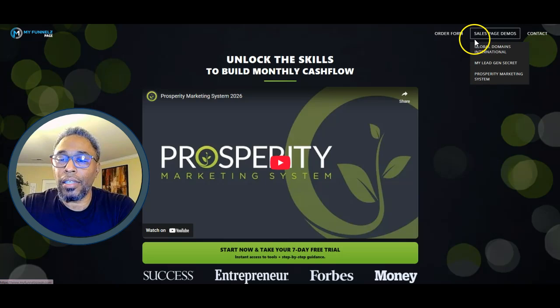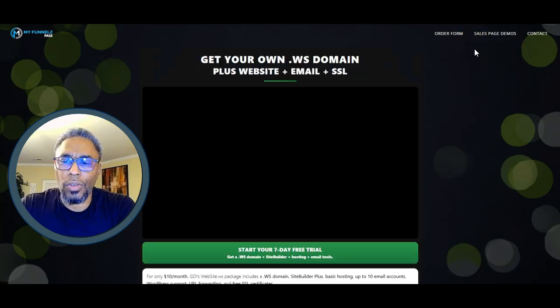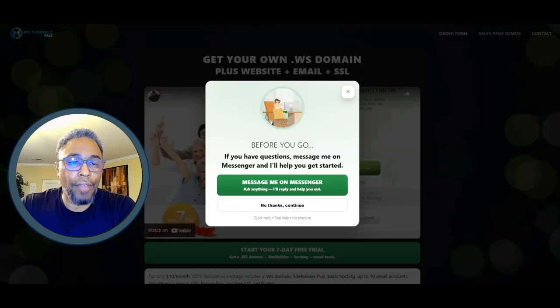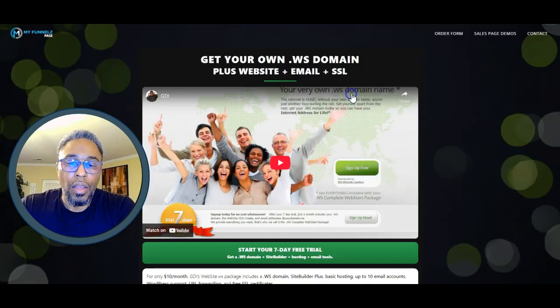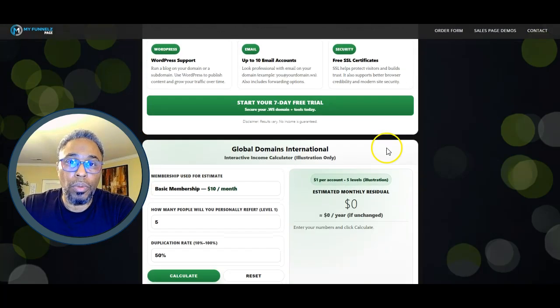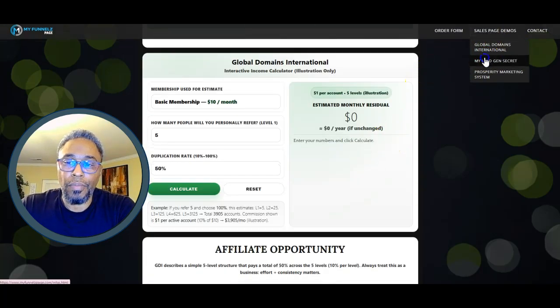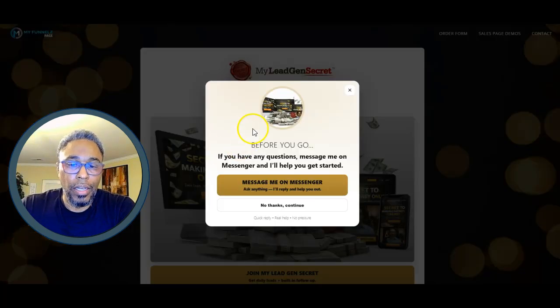Oh, you know what? I forgot to tell you guys this. I don't know if I did or not. So for Global Domain International, it has an exit pop out. Okay. So for desktop, I think it's at 20 seconds. Or 20% scroll, like a 20% scroll on a mobile. Okay. And the same thing with My Lead Gen Secrets exit.